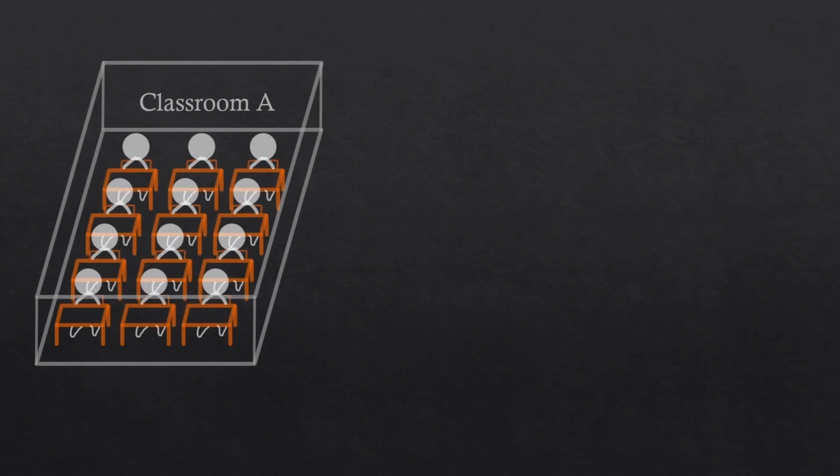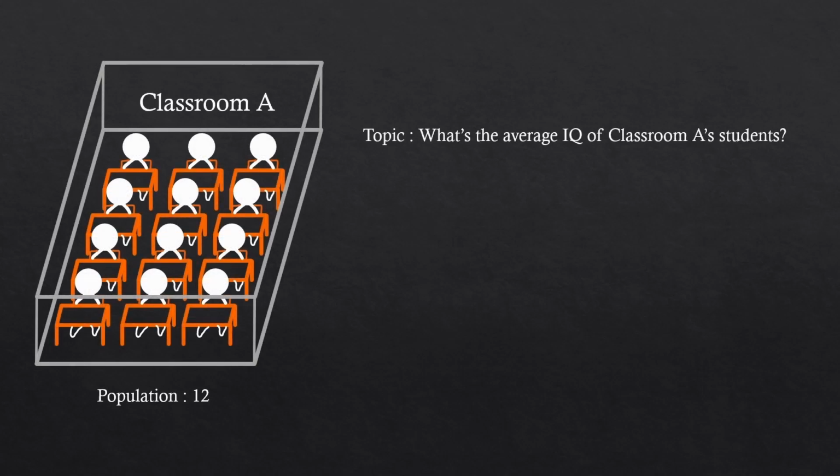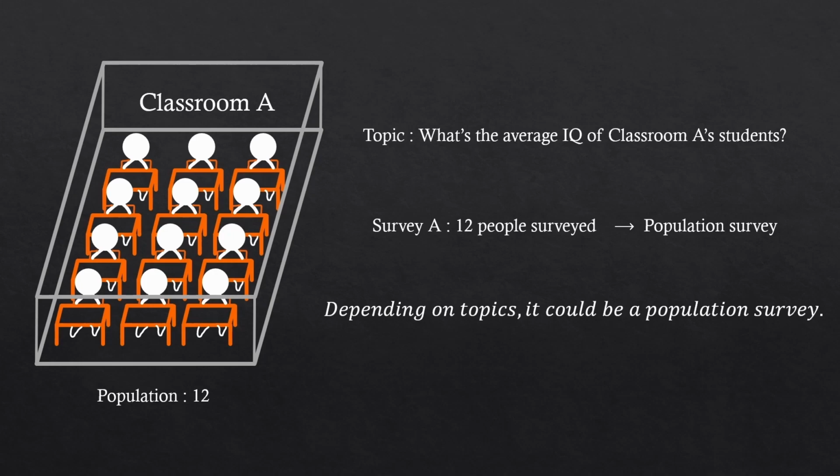So does that mean a population survey is impossible? It is possible. Imagine there's a classroom with 12 students and we want to know the average IQ. If we survey all 12 people, that is the population survey. So depending on topics, it could be a population survey. In this case, the topic was about just one classroom.